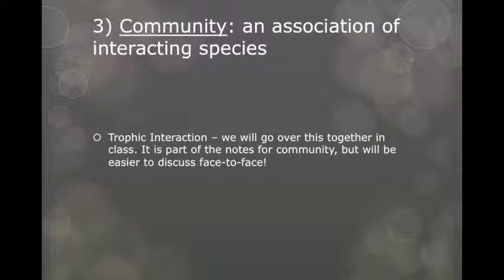And then lastly, we're going to talk about trophic interaction, but I'm not going to go over that here in the PowerPoint because it's a little more complicated and involves a fairly detailed diagram. So we're going to go over trophic interaction and something called the trophic pyramid when we meet in class on Monday.